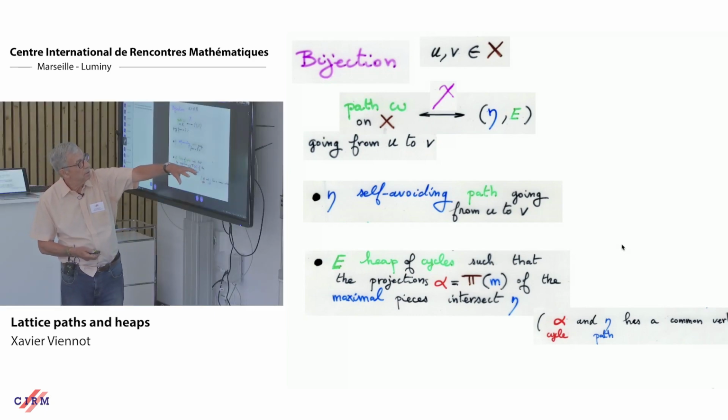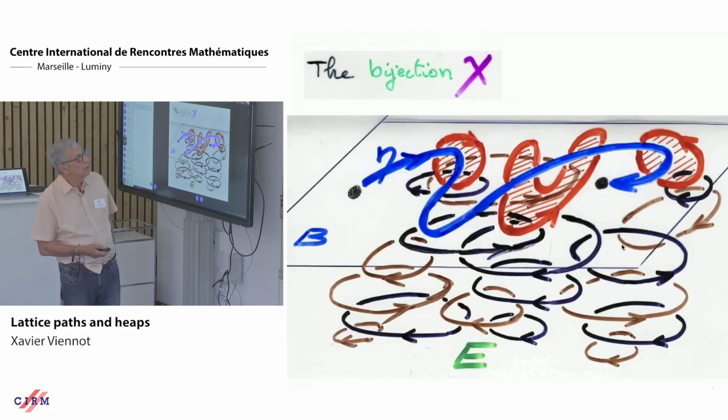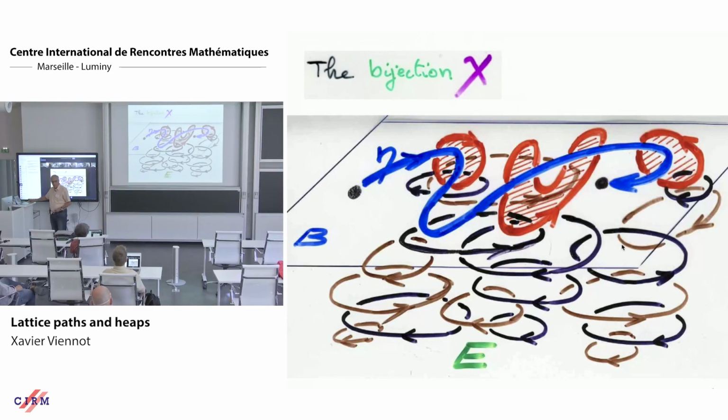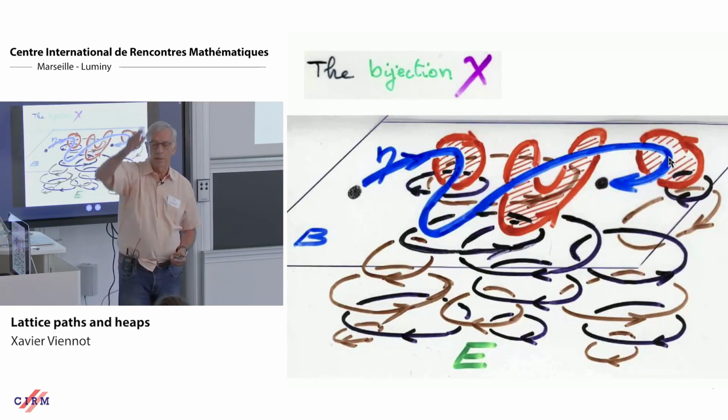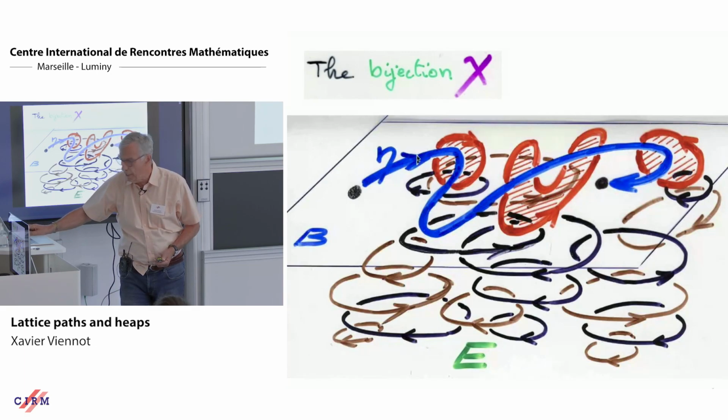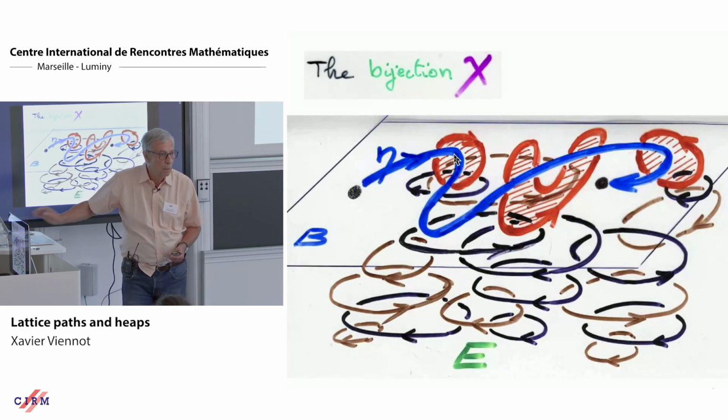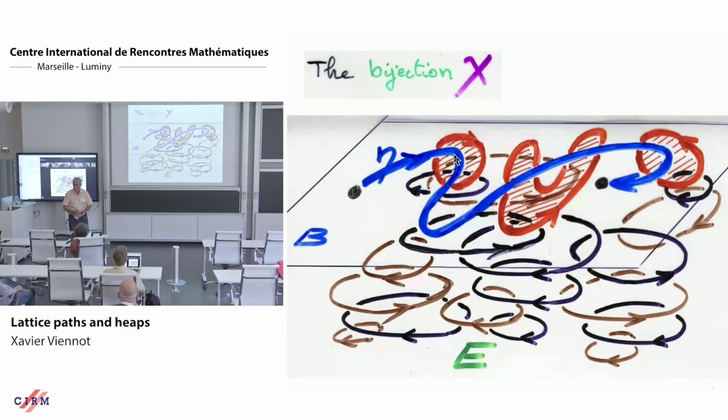So the cycle and the blue path have a common vertex. This is the picture you see on the top. So any path, this is one of the fundamental lemmas in heap theory. Any path going from U to V is in bijection with the pair: the blue path, a self-avoiding walk coming from the loop-erased random process, and a heap of cycles. I recall that a cycle is up to circular permutation. And there is a maximal piece in the heap of cycles. This is the red part. If you take only the heap, you can take off the red part. And then the condition is that this blue path intersects this maximal piece. They have a common vertex when you project everything, the picture, on the ground floor where the paths are walking.